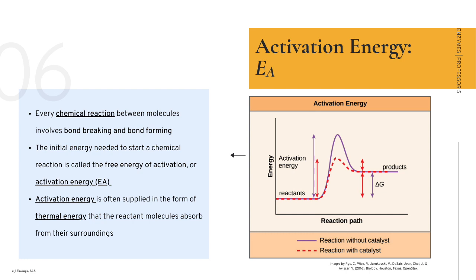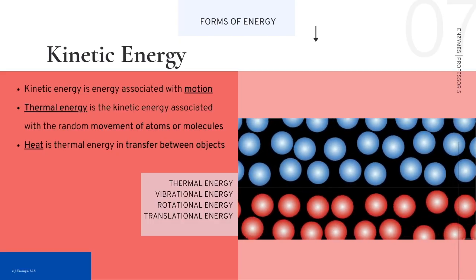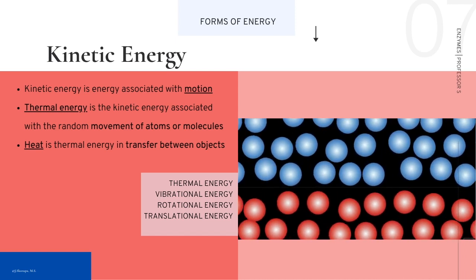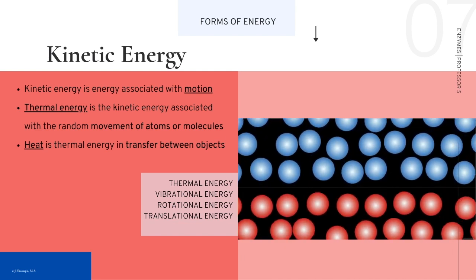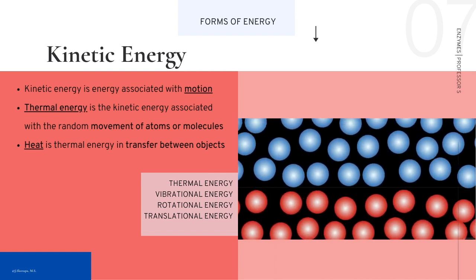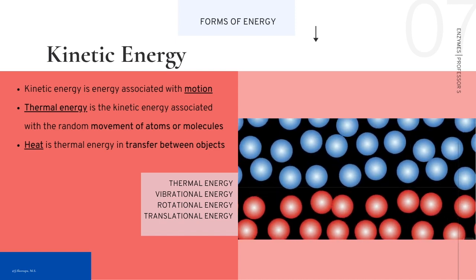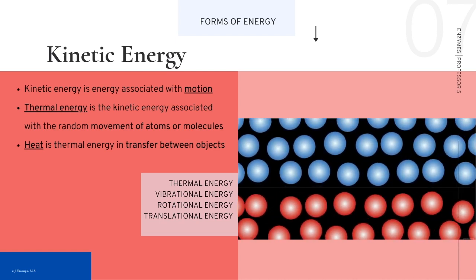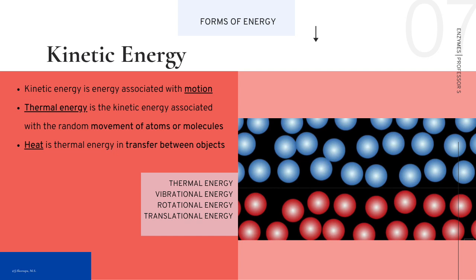Activation energy is often supplied in the form of thermal energy, which the reactant molecules can absorb from their surroundings. Recall from part 1 of this lecture that thermal energy is a form of kinetic energy, and it's associated with the random movement of atoms or molecules. Heat is a type of thermal energy which is transferred between objects, which is why you can feel heat when you are near another living organism. In this clip, we see the red molecules possess more thermal energy. They're moving much faster and are passing it on to the blue molecules.